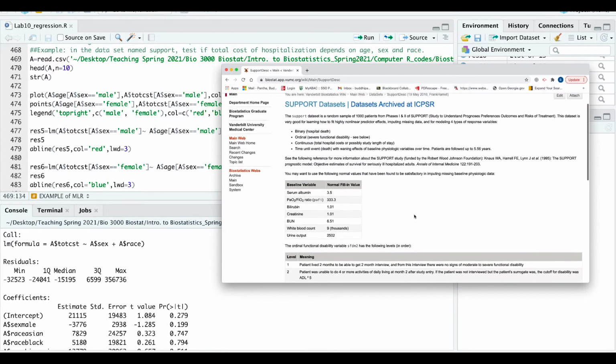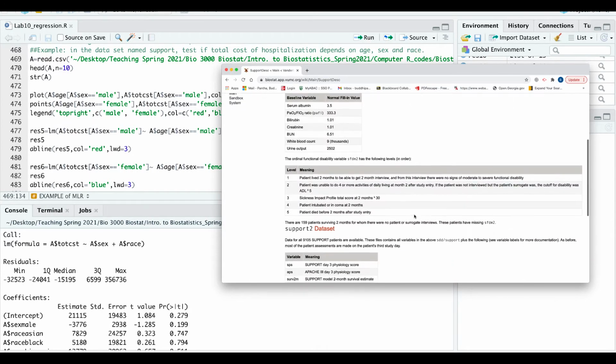You see the ordinal functional disability variable: if you look at the column SFDM2, it has the following labels, 1, 2, 3, 4, 5. These are categorical variables, but they are saved as 1, 2, 3, 4, 5. So be careful. These are categorical variables. When you do the linear regression, you should save this as a factor. So 1 means the patient lived 2 months to be able to get a 2-month interview, and so on.